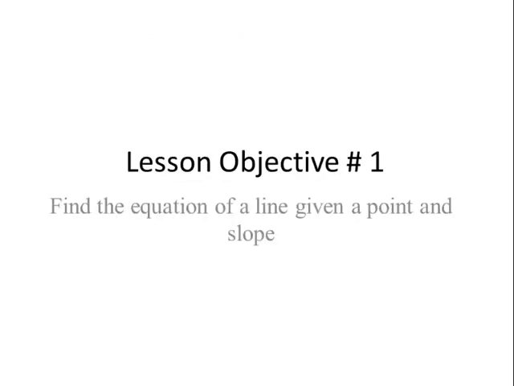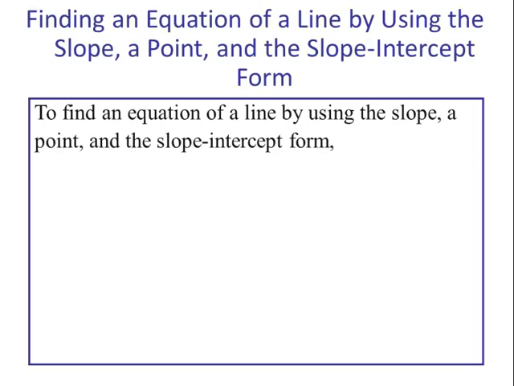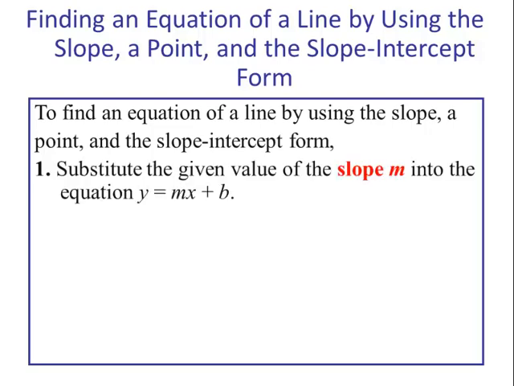Lesson objective: finding an equation of a line by using the slope, a point, and the slope-intercept form. If you recall, the slope-intercept form is y equals mx plus b. To find the equation of a line using the slope, a point, and the slope-intercept form, number 1, substitute the given value of the slope, m, into the equation y equals mx plus b.